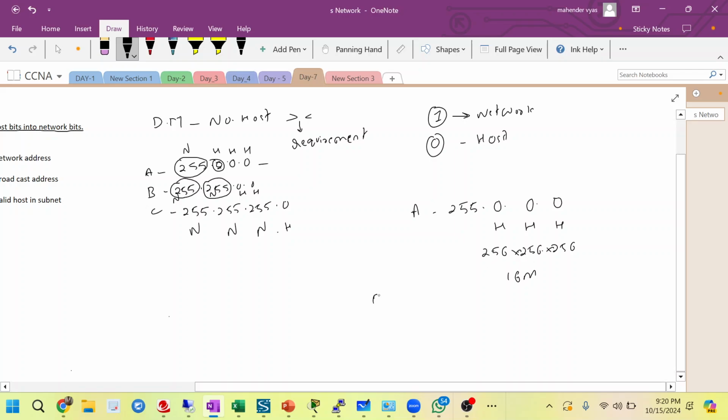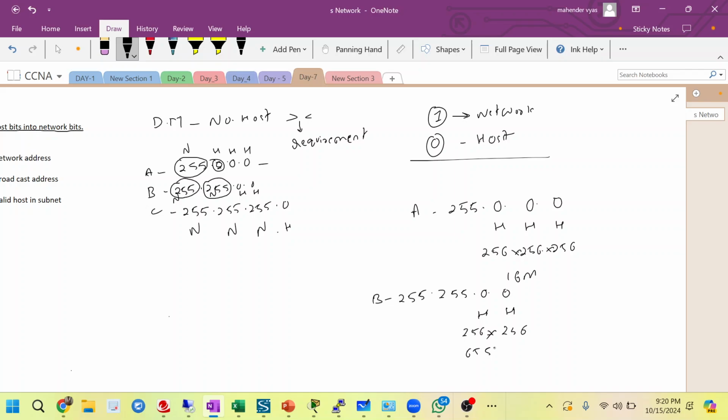When you come to class B, you have fewer numbers compared to class A. Now in this we have two host octets. If it is all zeros, it is host, right? That is our understanding, and that's how it works. So with all zeros, it is host, host. Now it will come 256, 256. If you multiply both of these, you will get 65,536 addresses. These are host entries or number of addresses available in class B for each network.